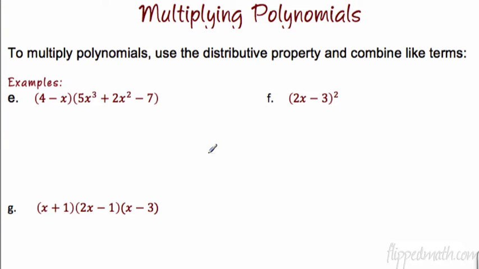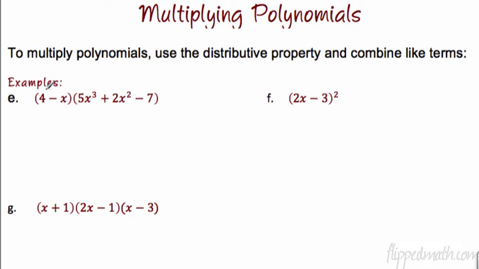Okay, multiplying polynomials. We call this double distribute, and you've done a lot of this already, checking your factoring. I'm sure that you've been checking by multiplying your polynomials together. We're going to start with E here. Do you have to write in standard form? You really don't, but your answer should be written in standard form. You don't have to rewrite this.